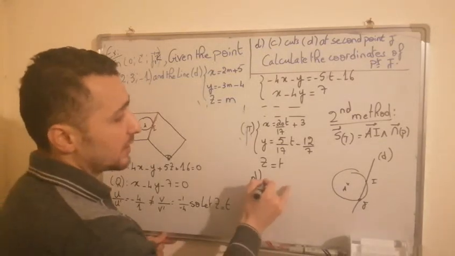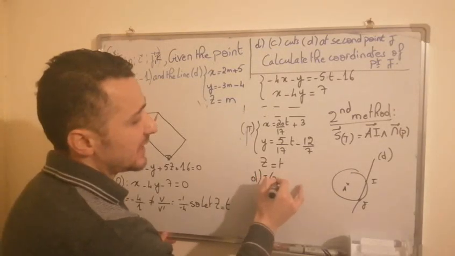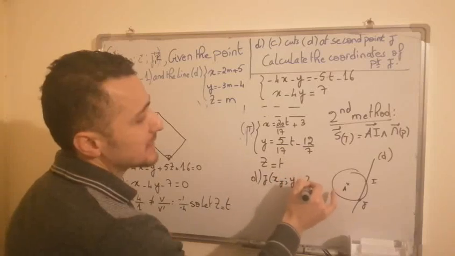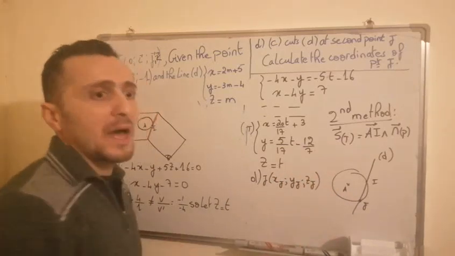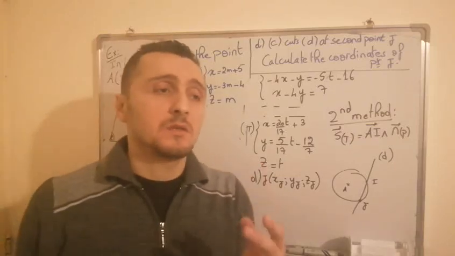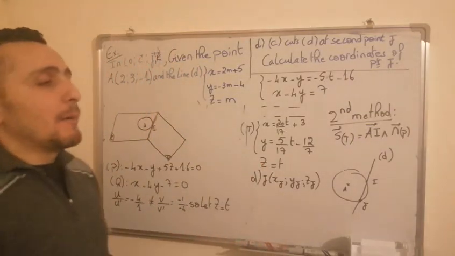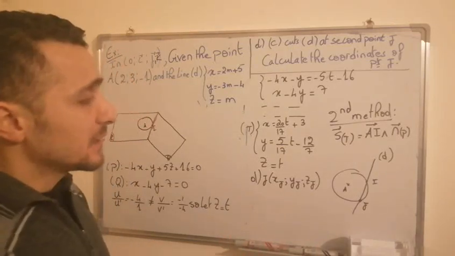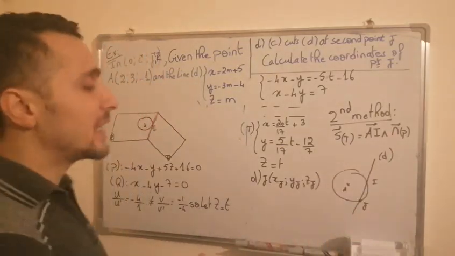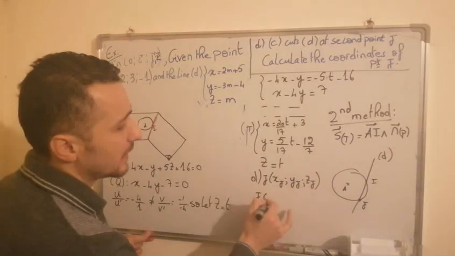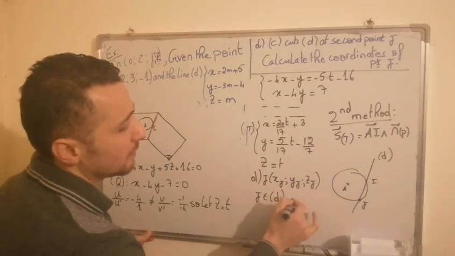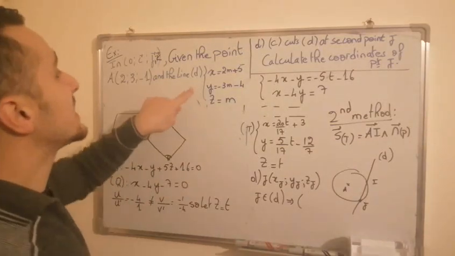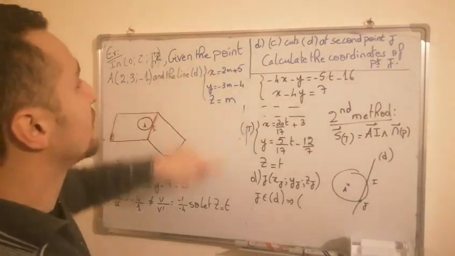First of all, the coordinates of point J are XJ, YJ and ZJ. We have three unknowns, which is a big problem. But if we look at the figure, we remark that this point J belongs to the line D. J belongs to the line D implies the coordinates of point J satisfy the equation of the line.